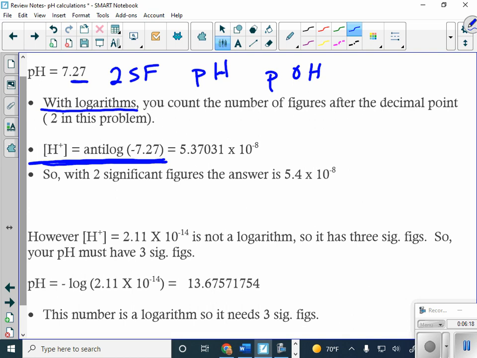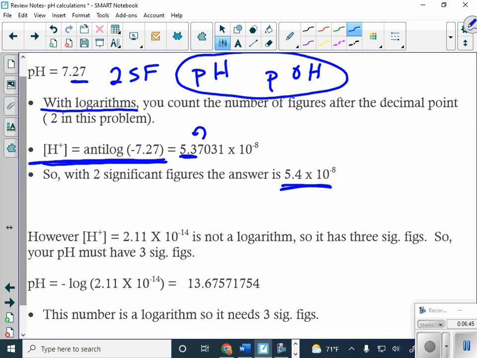Now, is hydrogen ion concentration logarithmic? No, only these 2 are logarithmic. So I can use the one before the decimal. So there's my 2 sig figs. Does the 7 round the 3 up? Yes, it does. So there's my answer in 2 sig figs.